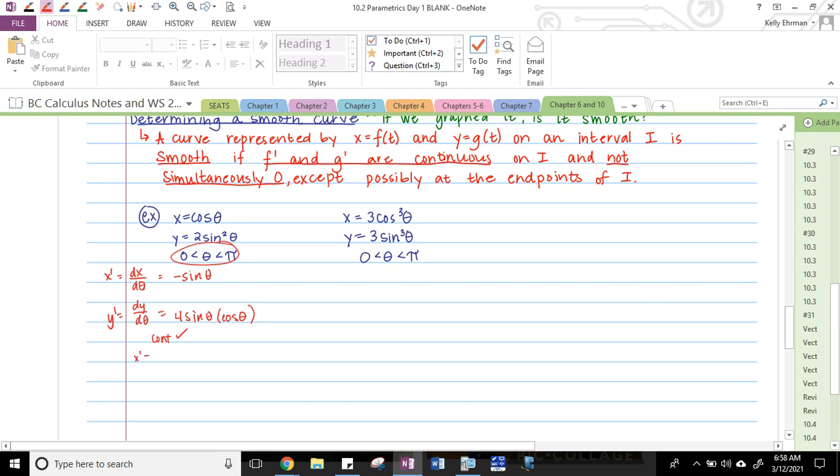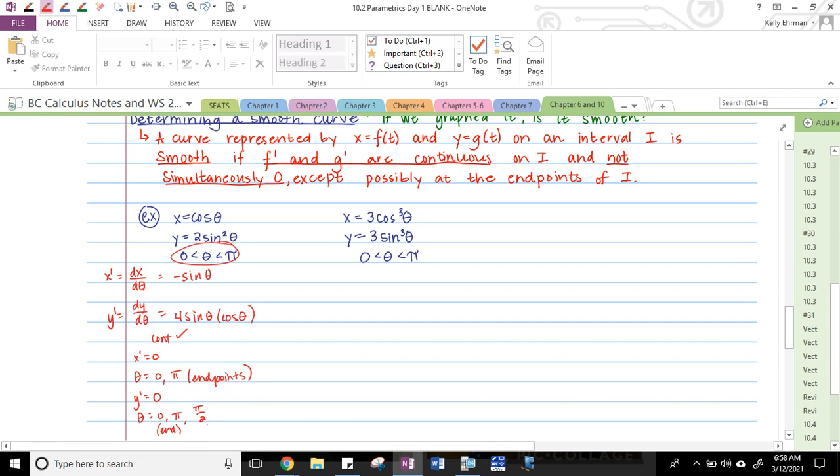When is x prime equal to 0? So sine theta is equal to 0 when theta equals 0 and pi on that interval. But those are endpoints, so that's okay. And y prime is equal to 0. Let's see, sine's equal to 0 at 0 and pi again. And cosine's equal to 0 at pi over 2. But again, the endpoints are okay. They can have that in common.